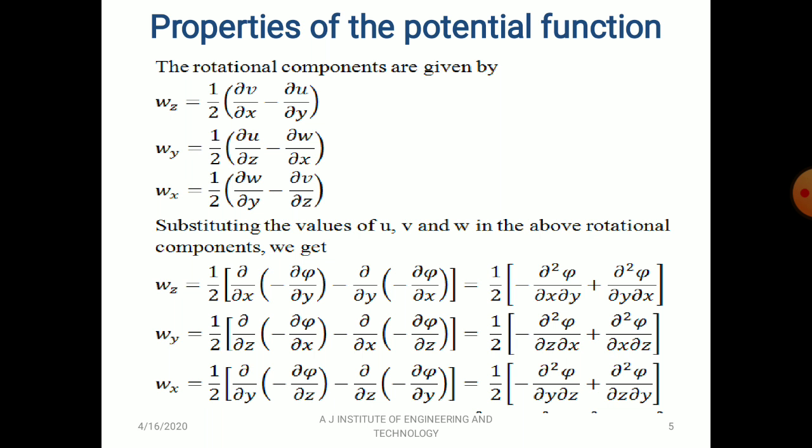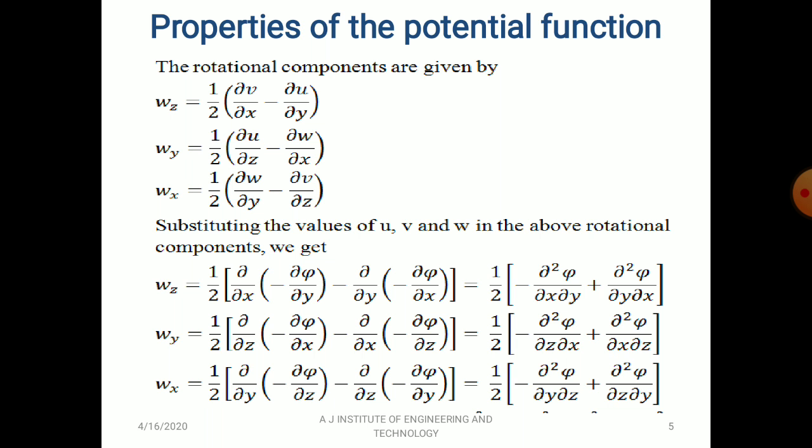So we have values of u, v, w. We can substitute from the velocity potential function: u as minus dou phi by dou x, v as minus dou phi divided by dou y, w equal to minus dou phi divided by dou z. So we can substitute in the rotational components. We get wz equal to 1 by 2 into dou by dou x into minus dou phi by dou y minus dou by dou y into minus dou phi by dou x, that is equal to 1 by 2 into minus dou square phi divided by dou x dou y plus dou square phi divided by dou y dou x. That is a simplified version.